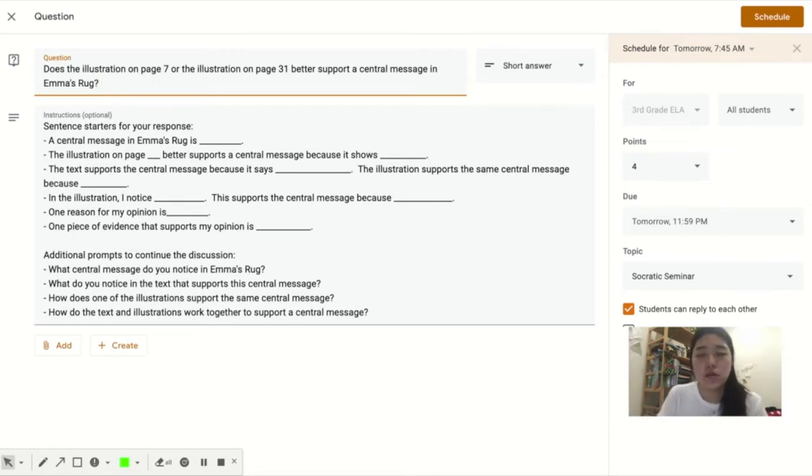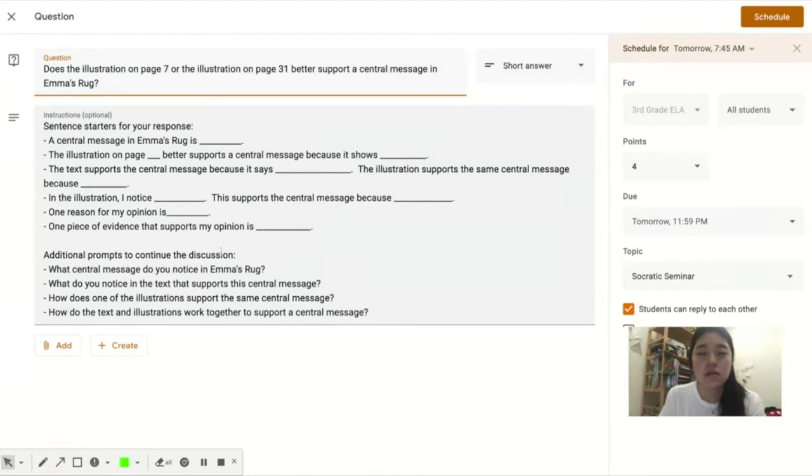So don't just write "illustration on page 31." I want you to tell me what you think the central message is in the story, as well as giving some evidence and reasons as to why you think that page better supports your central message. Because again, there's not one central message that is correct, but it's whatever lesson you think the author is teaching you, and you need to be able to back it up.